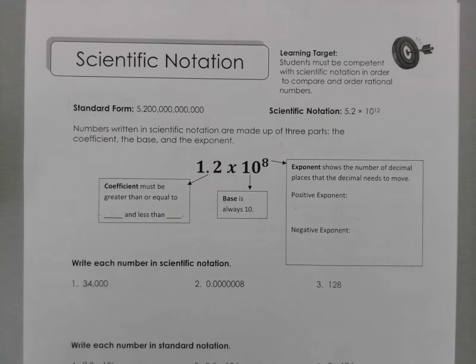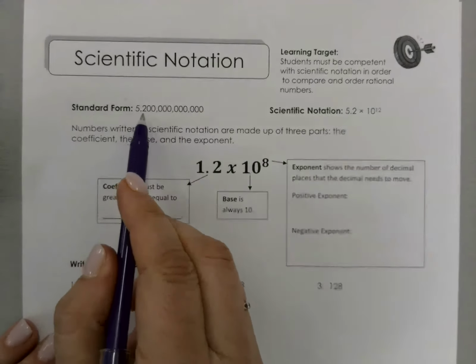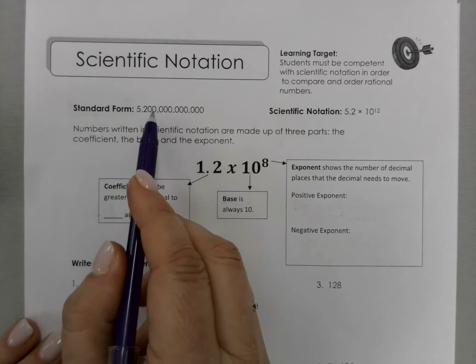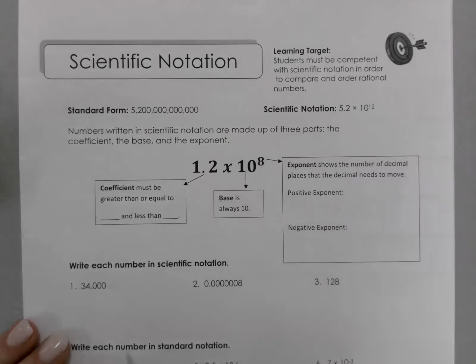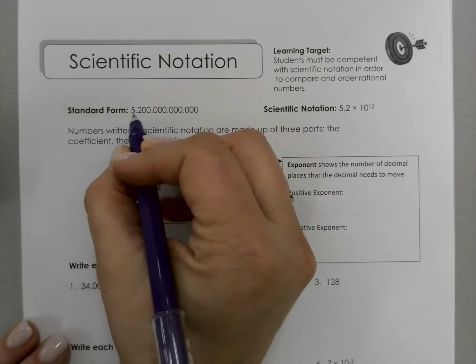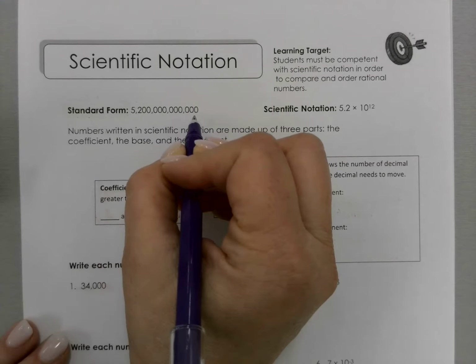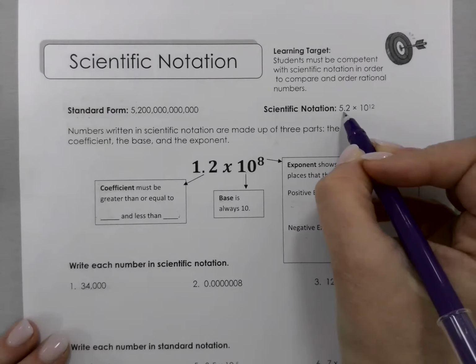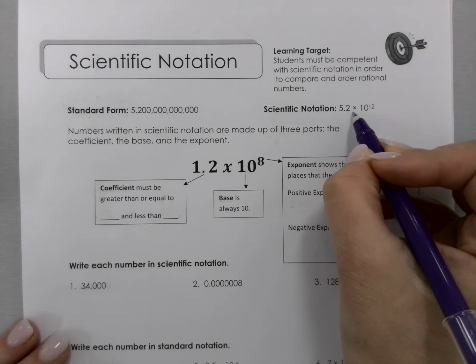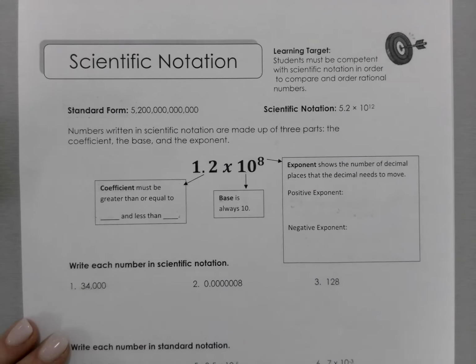So what is scientific notation? Scientific notation is a way to take numbers written in standard form, basically that everyday way you see numbers, and put them into a more convenient way to write them. So if I look at this number, 5,200,000,000,000, there's a lot of zeros to write. It is a little more convenient to write that number this way, 5.2 times 10 to the 12. That is why we use scientific notation.